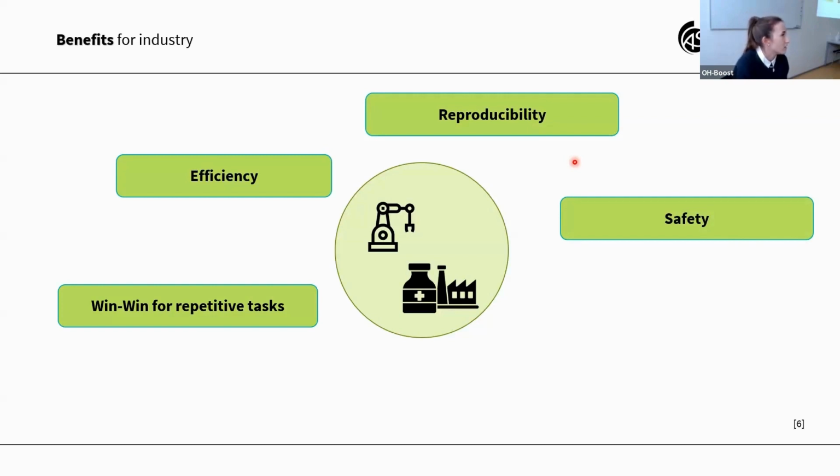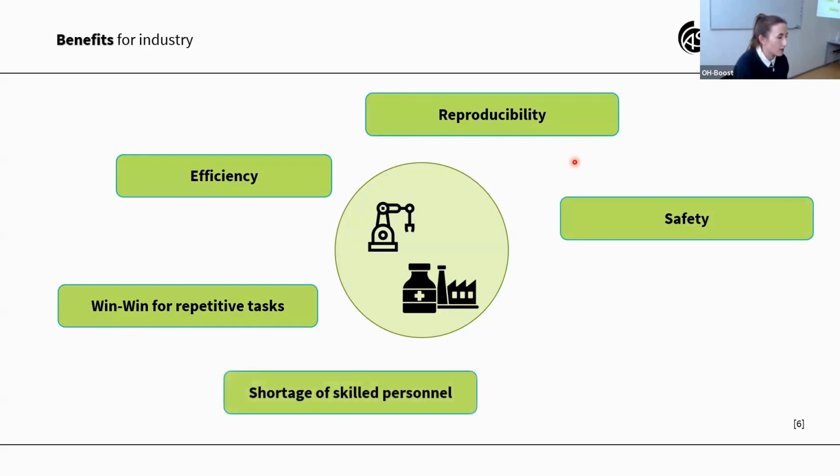And on the other hand, we are happy when we can automate tedious tasks in the lab. We can overcome the shortage of skilled personnel. I mentioned this before, and we have quality improvements. And I want to show you what is meant by quality improvement.